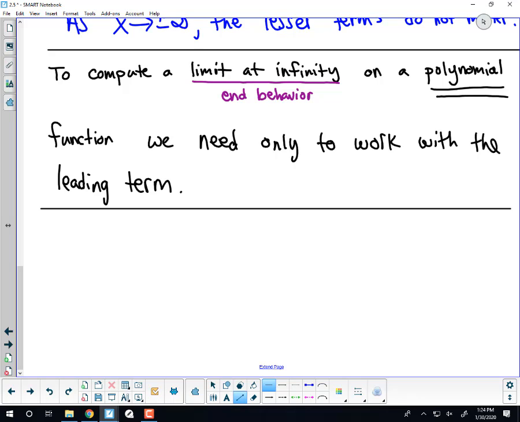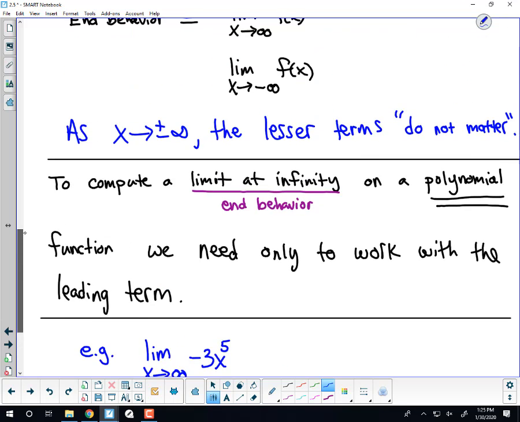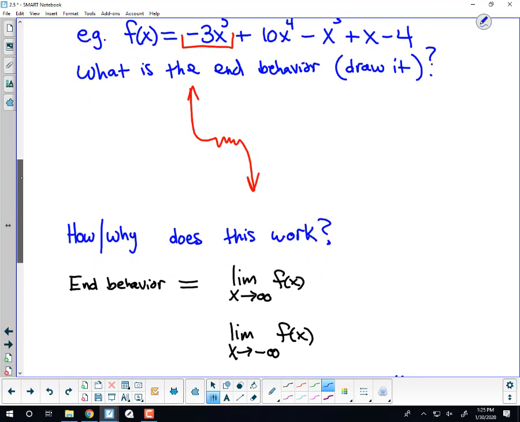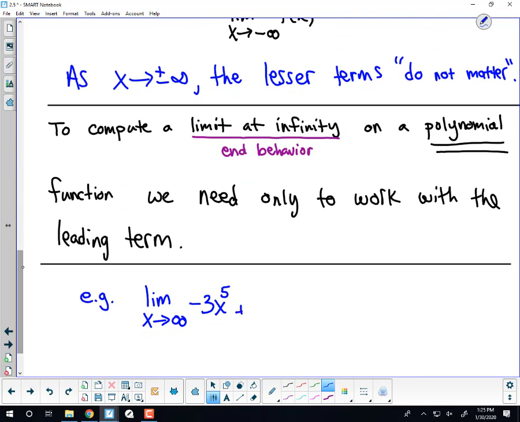Just as we did in algebra, we're just making this explicit. To compute a limit at infinity on polynomials, here's what we need to do. So for example, what is the limit as x approaches infinity, and we'll use that function we had above, the negative 3x to the fifth, 10x to the fourth, minus x cubed, plus x minus 4, I think.